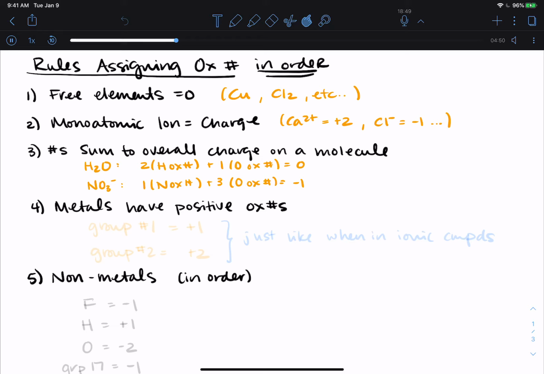Rule 4, metals have positive oxidation numbers. And some specific examples here, everything in group 1 will have a +1 oxidation number. Everything in group 2 will have a +2 oxidation number. And this will end up being easier to remember than you might expect, because this is just like when they're in ionic compounds.